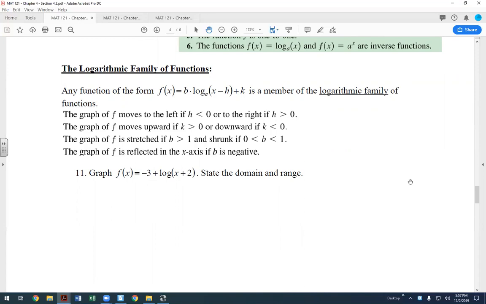If it's positive h, which means you will have x minus 3 or x minus 5, whatever it might be, your graph is moving to the right. If h itself is a negative value, which means you should have x plus some number, that's when your graph is moving to the left. And then positive k makes the graph go up, negative k makes the graph go down. So looking at our example here for number 11, f of x equals negative 3 plus log of x plus 2, what kind of transformation do you think is happening with number 11 here?